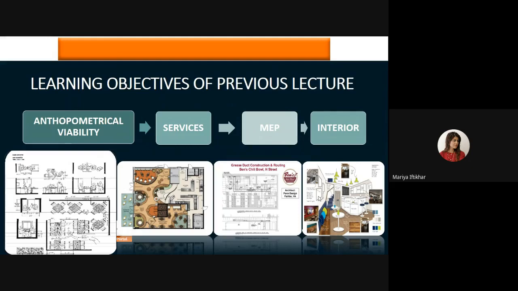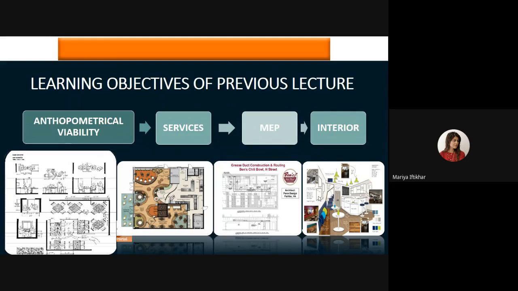So the third point was MEP, which means how you have to handle the mechanical, electrical, and plumbing drawings. Students, we have just incorporated this term to give you a flavor of it, so that when you move into the next semester, you should know what this term means, because you will have courses which will give you an in-depth analysis of these types of mechanical, electrical, and plumbing drawings.